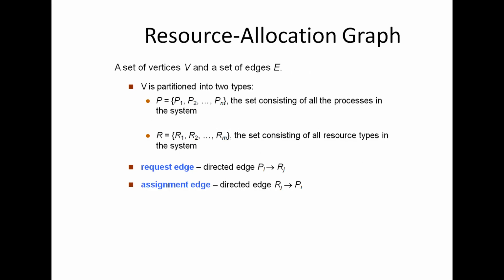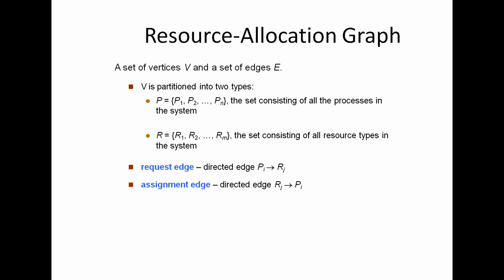So now we will see how we can find out the deadlock by using the resource allocation graph. Assume that we have a set of vertices V and a set of edges E. V is partitioned into two types. As we discussed already, we have P, which means a process. Assume that we have n processes, P1, P2 up to Pn. And R means a resource, with resource types R1, R2 up to Rm.